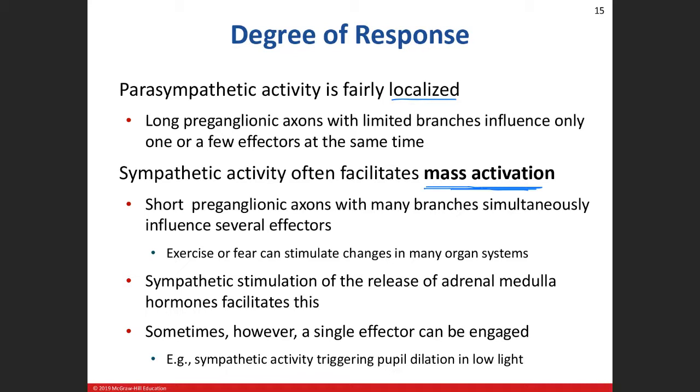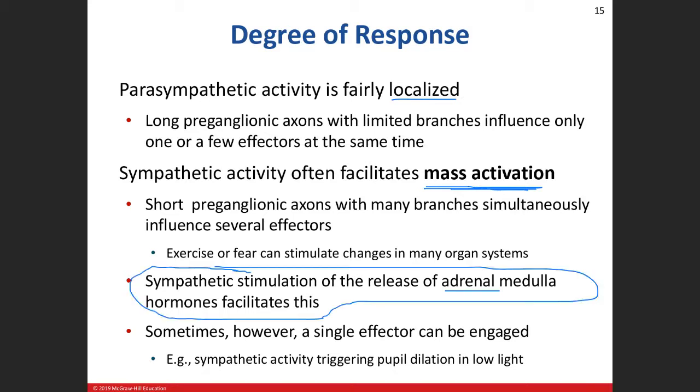So we can simultaneously activate several different effectors: cardiac muscle, any of the smooth muscles, glandular response, especially if we're trying to stimulate that fight or flight response. You've got to pump out that adrenaline from the adrenal gland here. And we're going to actually talk about the pathway for the sympathetic stimulation of the adrenal gland. It's really cool.